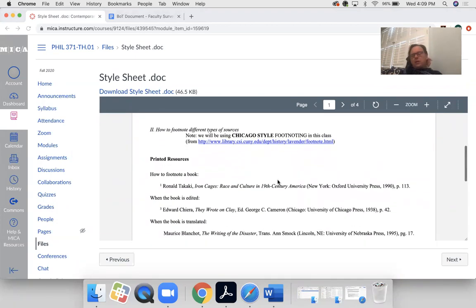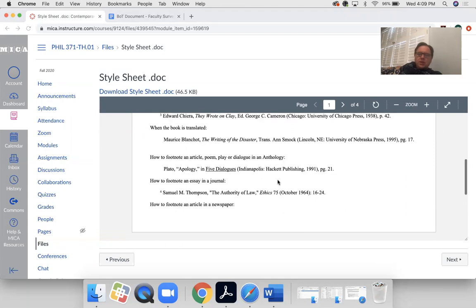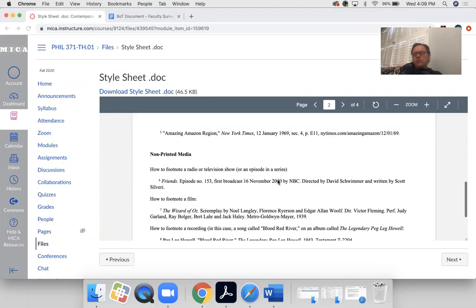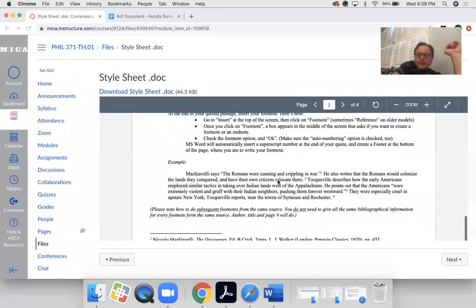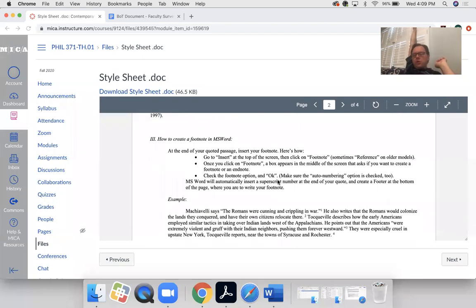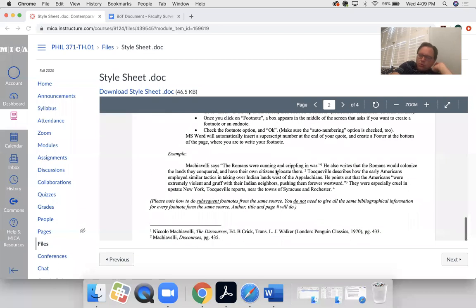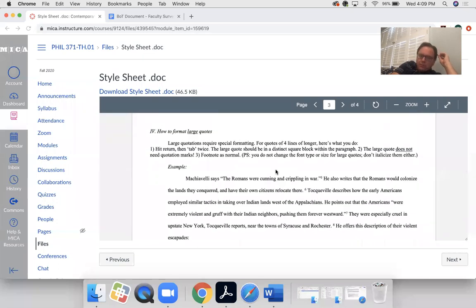Part 2 explains how to footnote different types of sources. When you wish to footnote an article or a poem or a movie, this is where you can look. You consult this handout, and it tells you how to footnote. What is the proper formatting of footnotes for different types of sources? Part 3 is how to create a footnote in MS Word, but that can apply to Google Docs as well. I haven't noticed any widespread problems with footnoting, so I'm going to move past that one.